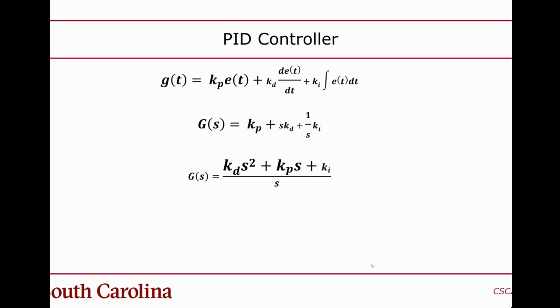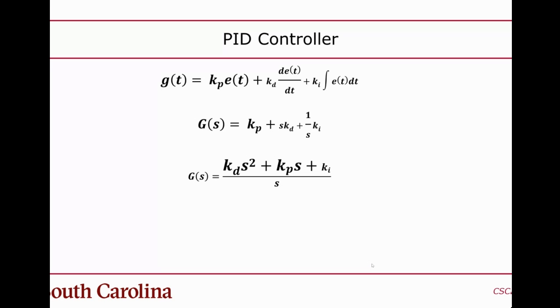Kp, just Kp times E(t), the e(t) just drops out in that case. The derivative is you're adding an s multiplier, so it would be s times Kd, and then the integral is 1 over s, or s to the minus first power, times Ki. I love how, when you go from the time domain to the Laplace domain, it just simplifies it, drops out that stuff.